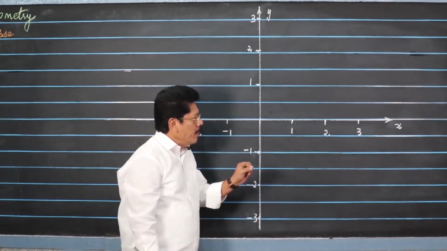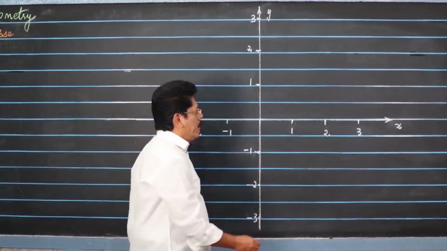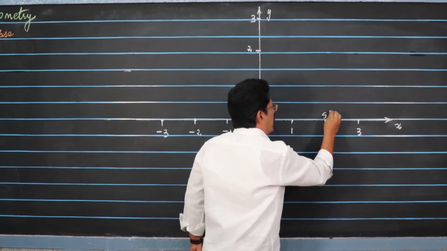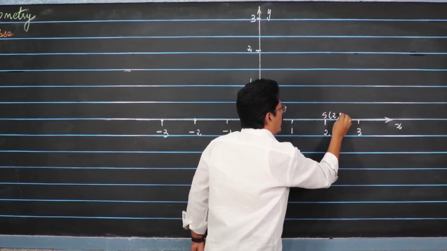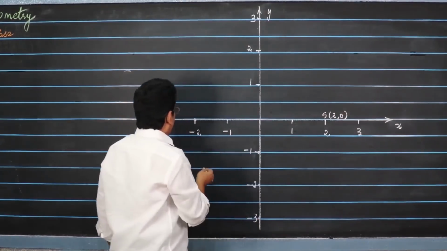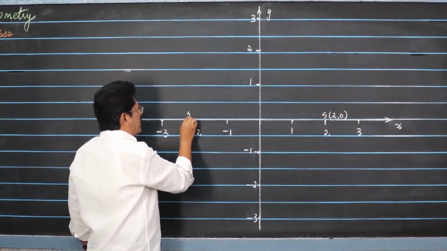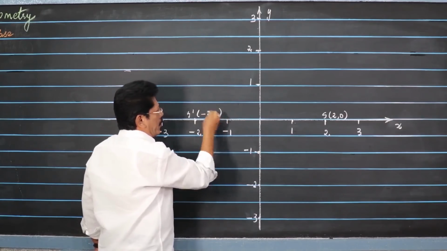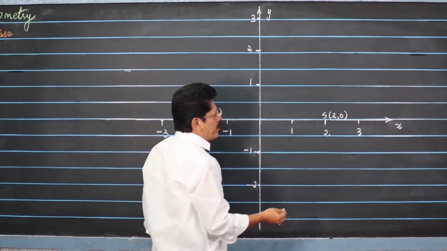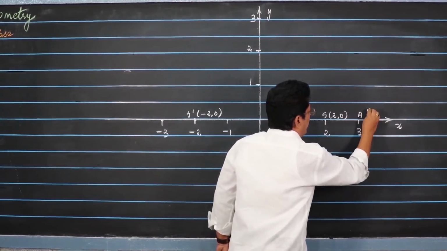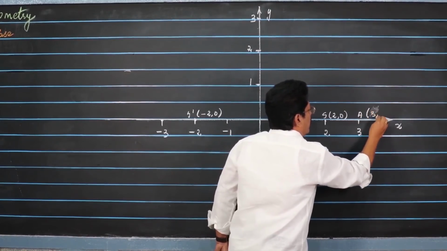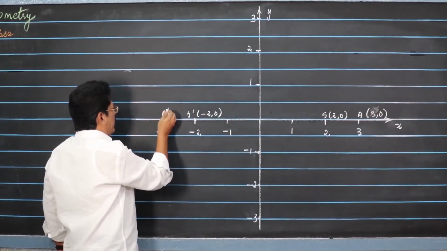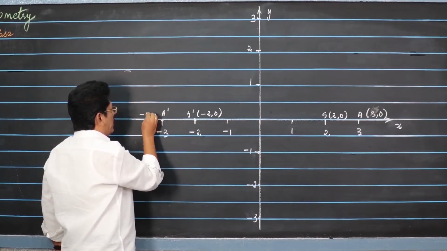Now, let us plot the foci. So, one value is 2, 0 and S dash will be equal to minus 2, 0. Then vertices A, they will be 3, 0 and A dash will be minus 3, 0.